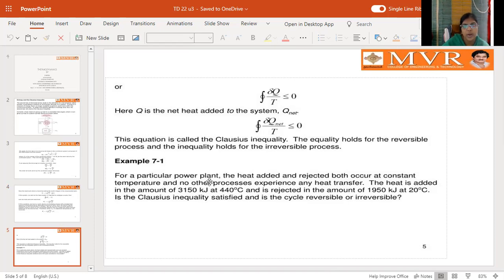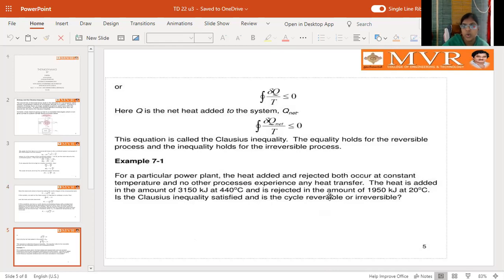For a particular power plant, the heat added and rejected both occur at constant temperature, and no other process experiences any heat transfer. The heat is added in the amount Q1 at T1, and rejected in the amount of 1950 kilojoules at 20 degrees, that is Q2 at T2. Is the Clausius inequality satisfied, and is the cycle reversible or irreversible? We can tell if it is a cyclic reversible or irreversible.